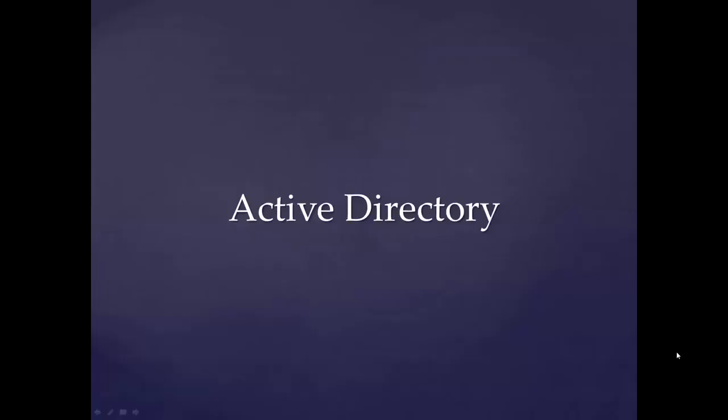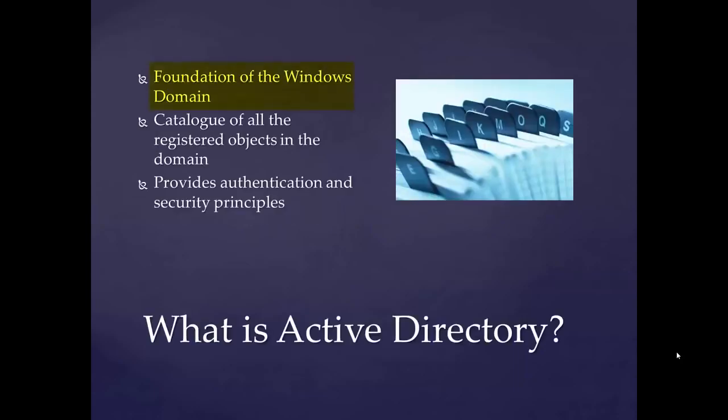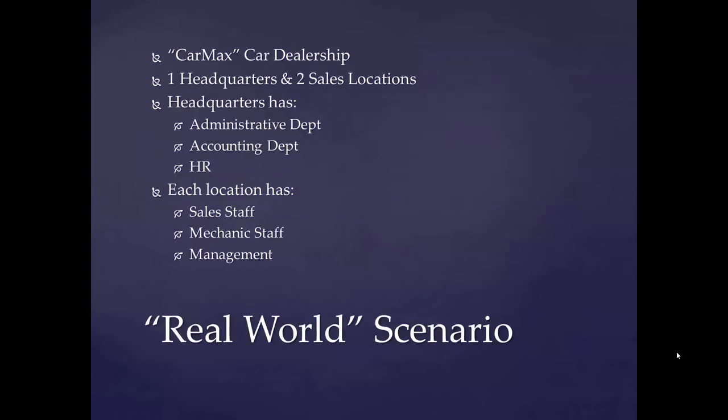So now that our server is a domain controller and we've installed Active Directory Domain Services, we now have to configure Active Directory. Well, what is Active Directory? It is the foundation of the Windows domain. It's essentially a catalog of all the registered objects in the domain, and it provides authentication services and security principles that allow those users and computers to access the resources that they've been granted permissions to. So we're going to start with a real-world scenario.